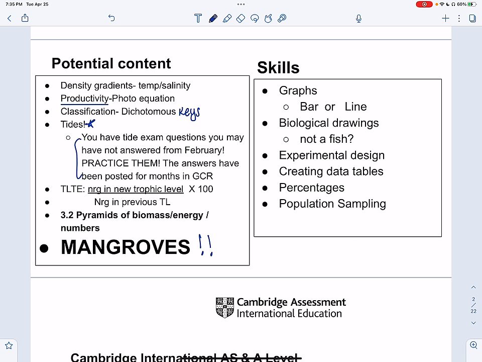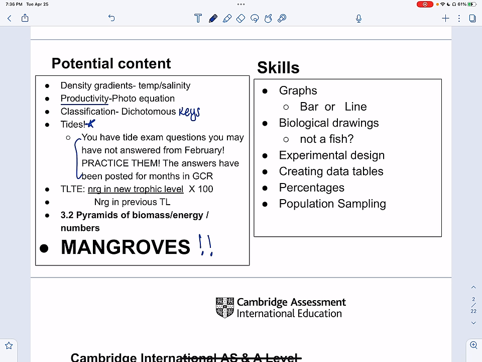All right, and then for skills, none of these would have been on paper one anyways, but we need to recall graphing for the bar or the line graph. It potentially could give you a pie chart, and I've never seen one on a marine exam, but that doesn't mean that this year isn't the year for it. So that might be something, especially if you're my student, you want to brush up on. We covered a lot of that in January.